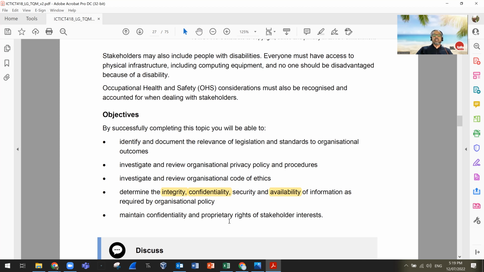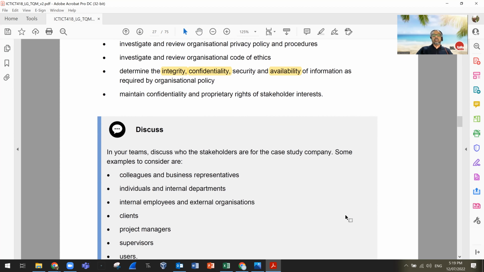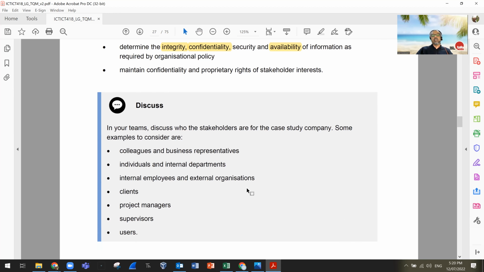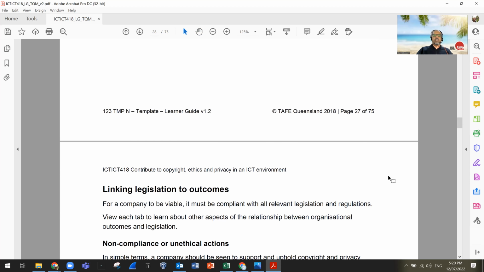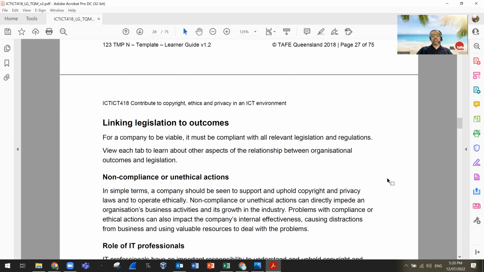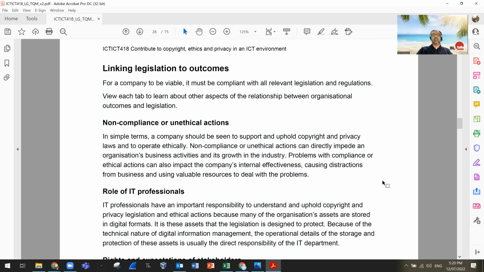So we are maintaining that and any rights of the stakeholder interest. As I mentioned, we can have project managers, supervisors, users, clients, internal employees, external organizations, colleagues and business representatives, individuals and internal departments, part of the stakeholders and affected by our practice. So we need to protect their rights, and we need to link that to outcomes.